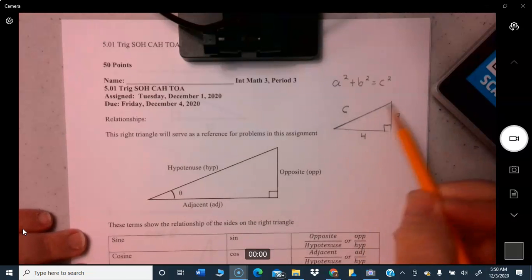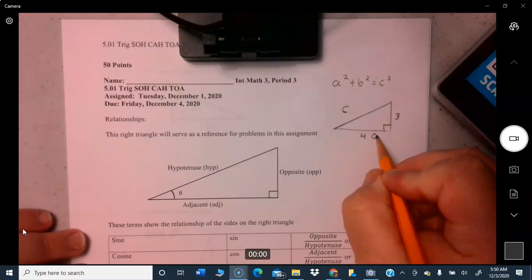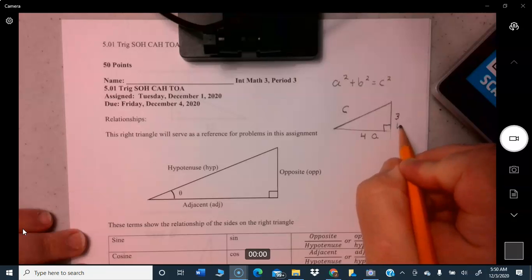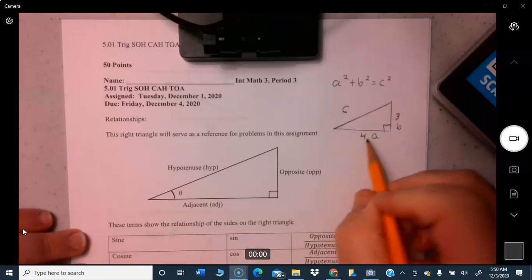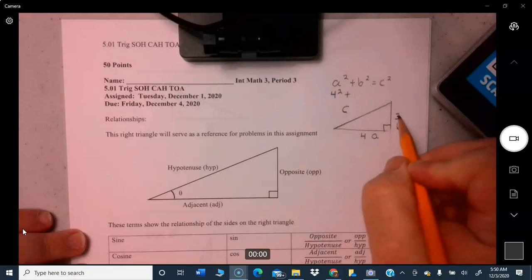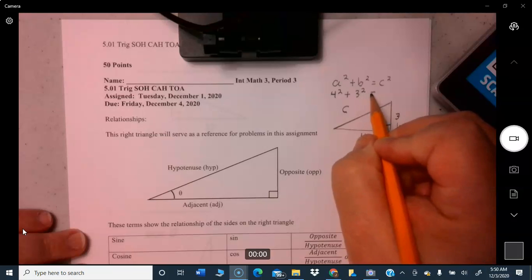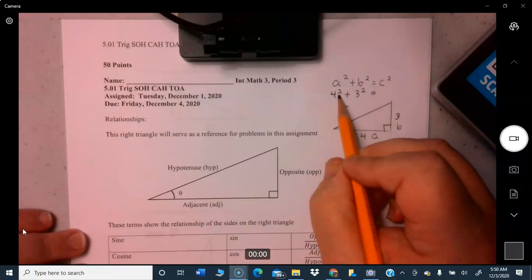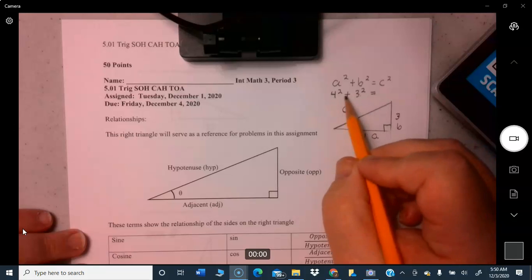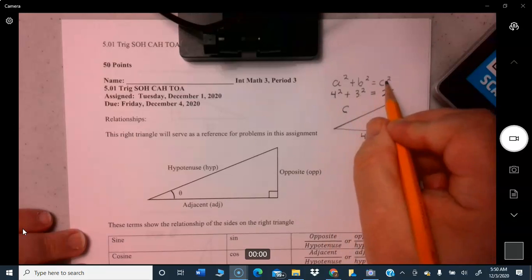So this side must be C. As for the other two sides, it doesn't matter which one you call A and which one you call B. So we can call this one A, and this side will be B. If we plug in the numbers, we have 4 squared plus 3 squared, and that's going to equal c squared. Well, 4 squared is 16, 3 squared is 9, 16 plus 9 is 25. So that means 25 is c squared.